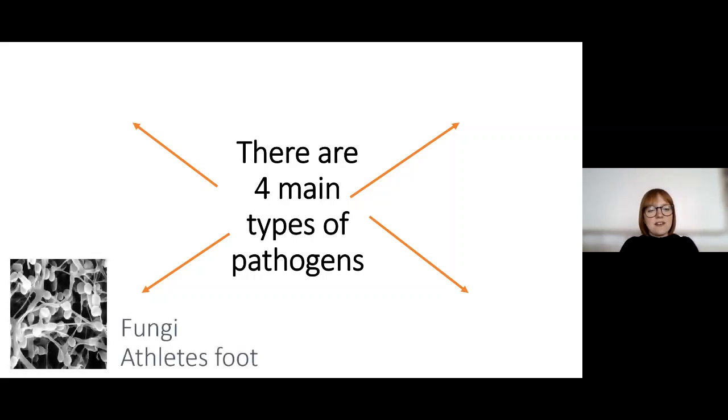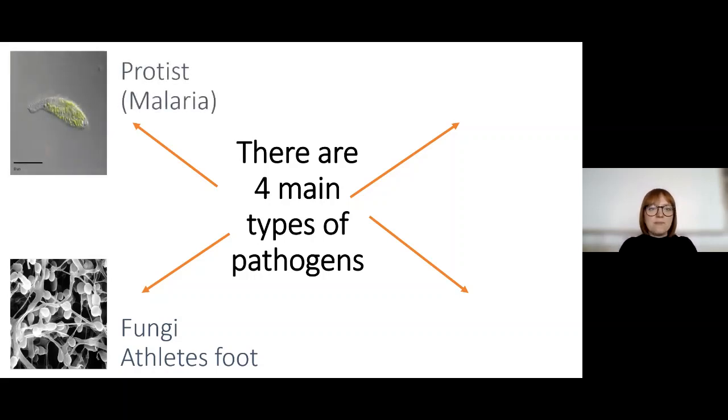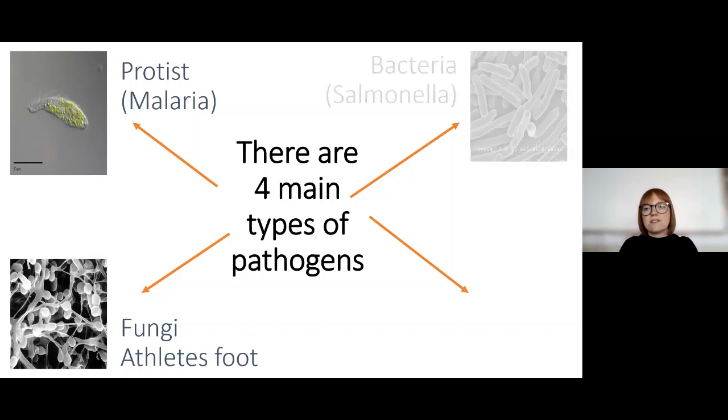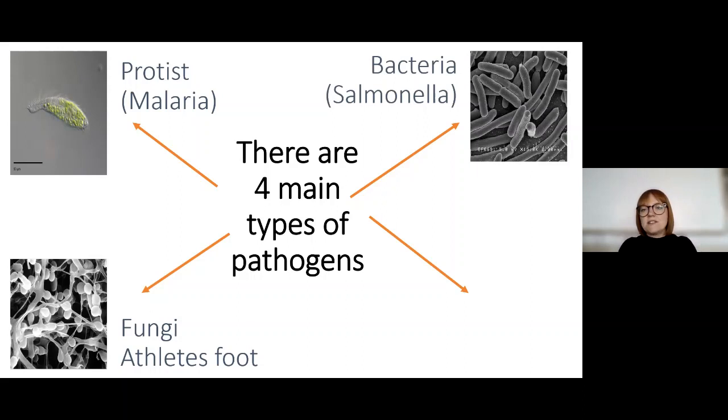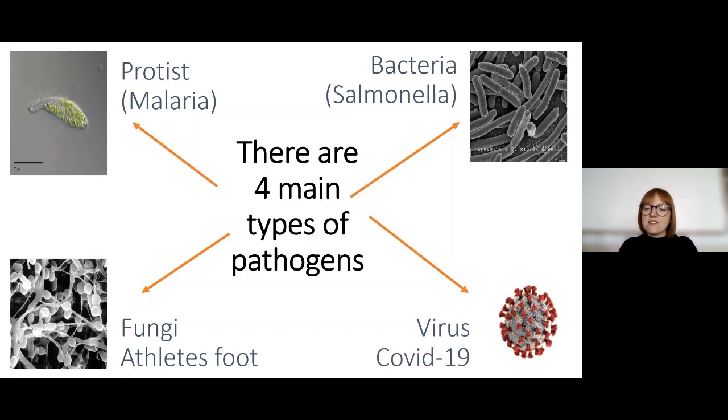The first one is fungi. I've got an example there in a diagram of what a fungus might look like. This one here is athlete's foot. That would be an example of a fungus. Protists: diseases like malaria are caused by protists, which are just single-celled organisms. Bacteria, such as salmonella, or the bacteria that causes food poisoning from things like uncooked chicken, would be an example of a pathogen. And finally, viruses.